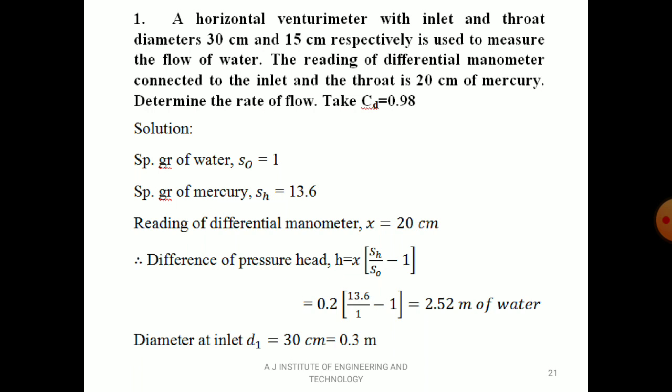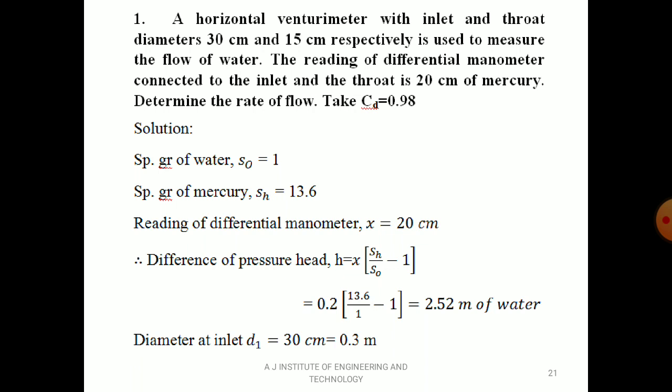So this is a case of a horizontal Venturimeter with inlet and throat diameters. The inlet diameter of the pipe and of the Venturimeter is one and the same. So D1 equal to 30 cm, D2 equal to 15 cm, that is the throat diameter, used to measure the flow of water or rate of discharge. The reading of the differential manometer connected to inlet and throat is 20 cm of mercury. So this is very important. This is not H.